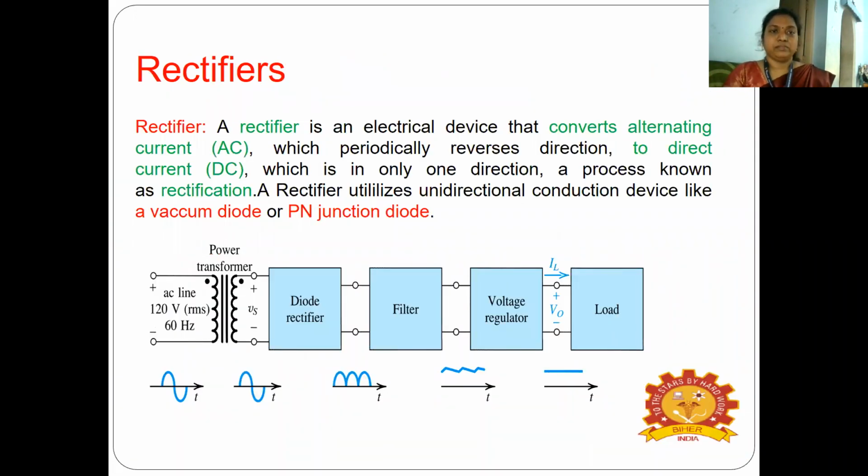So what is a rectifier? Define rectifier. A rectifier is an electrical device that converts alternating current, that is AC, which periodically reverses direction, to direct current, that is DC, which is in only one direction, a process known as rectification. A rectifier utilizes a unidirectional conduction device like a vacuum diode or PN junction diode.